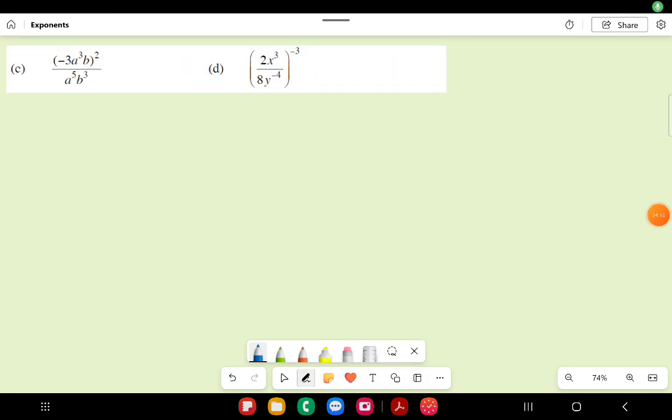All right, still in example 1, here are questions C and D. You can pause, try, and then come back.